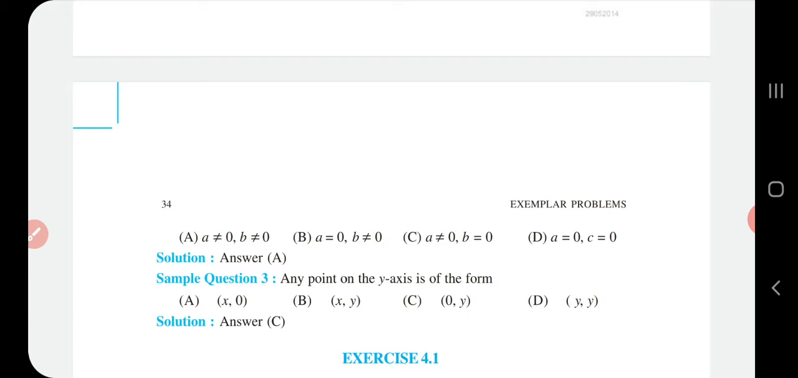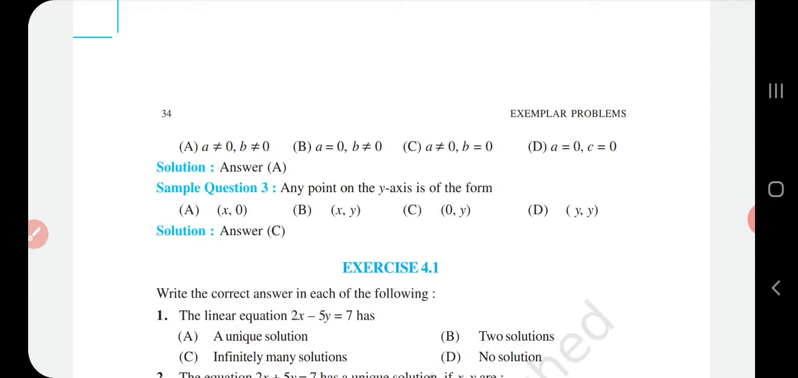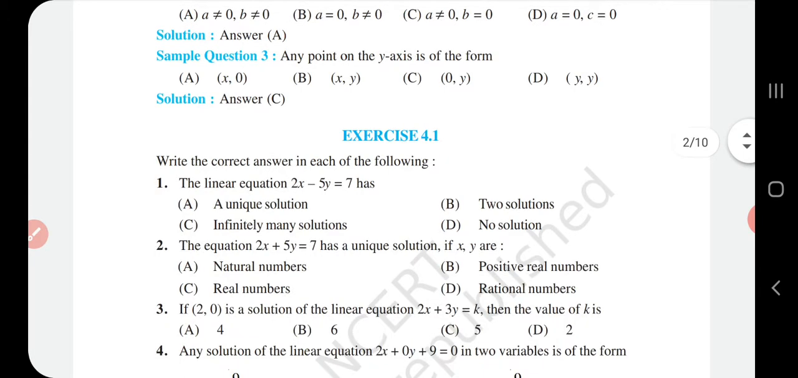Any point on the y-axis is of the form (x, 0), (x, y), (0, y) or (y, y). If the point is on the y-axis, it means the value of x is 0. If the value of x is 0, our point will be on the y-axis, so the coordinate will be the ordinate always. So your answer C is the right answer, meaning (0, y). Okay, understand?